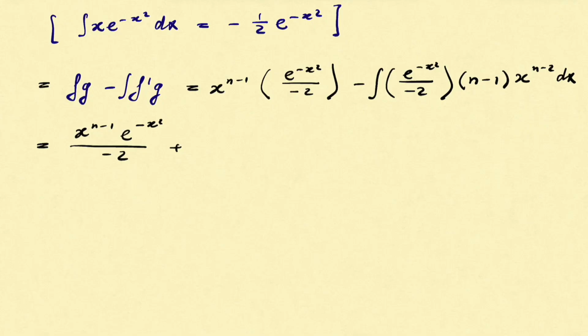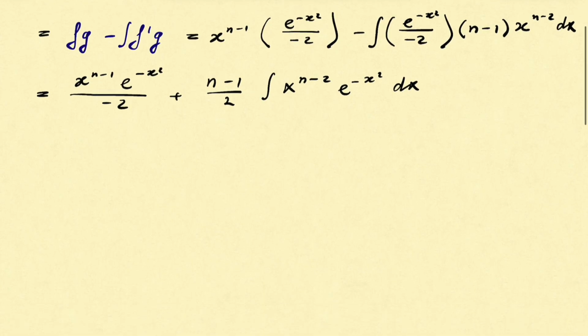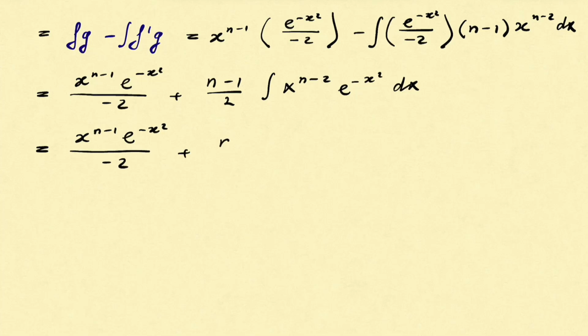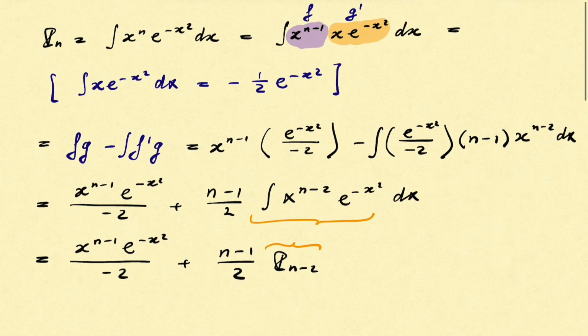We can just write this as (n-1)/2 times the integral of x^(n-2) e^(-x²) dx. And this is indeed x^(n-1) e^(-x²) over -2 plus (n-1)/2 times I_(n-2). Just note that this integral is equal to I_(n-2). It's just how we defined our I_n.